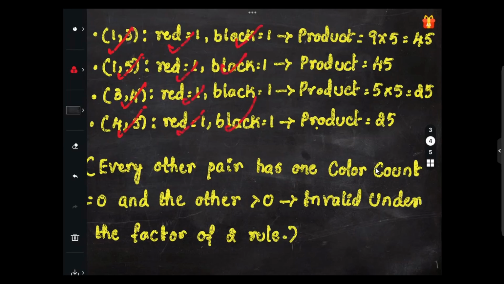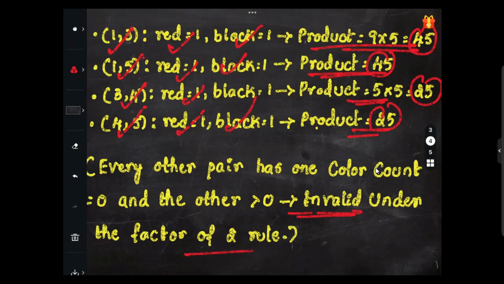Right, so the product for 1 comma 3 is nothing but 9 into 5, which is 45. The next one, for 1 comma 5, the product is 45 as well. For 3 comma 4 and 4 comma 5, the product is the same, 25 and 25 respectively. So 45 and 45, 25 and 25 respectively. Every other pair has one color count that is equivalent to 0, and the other is greater than 0, so it is invalid under the factor of 2 rule.